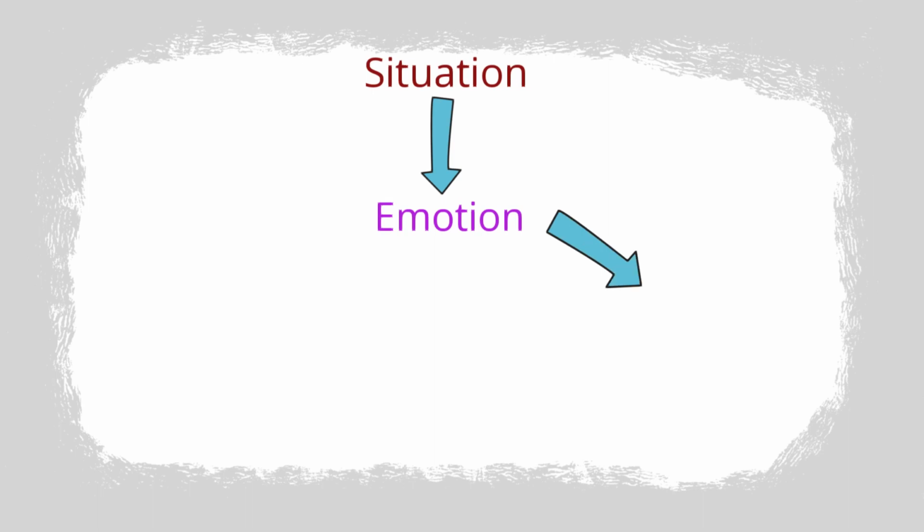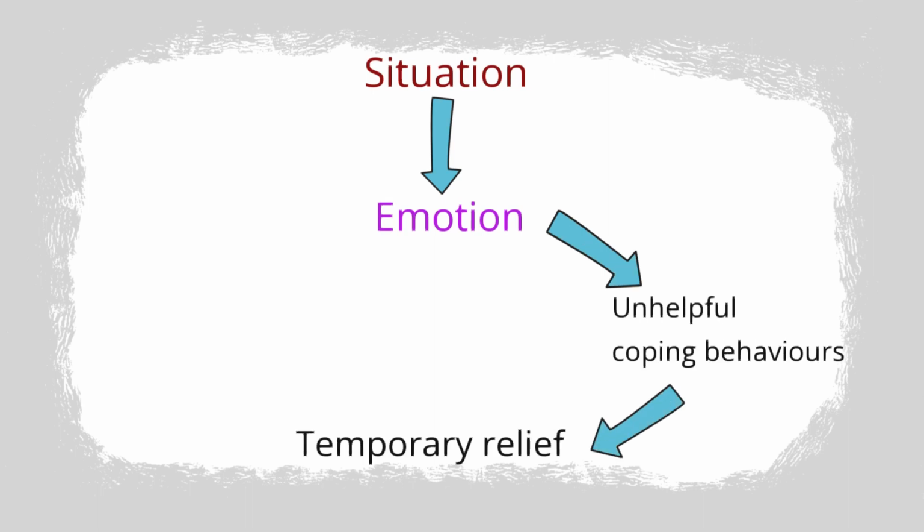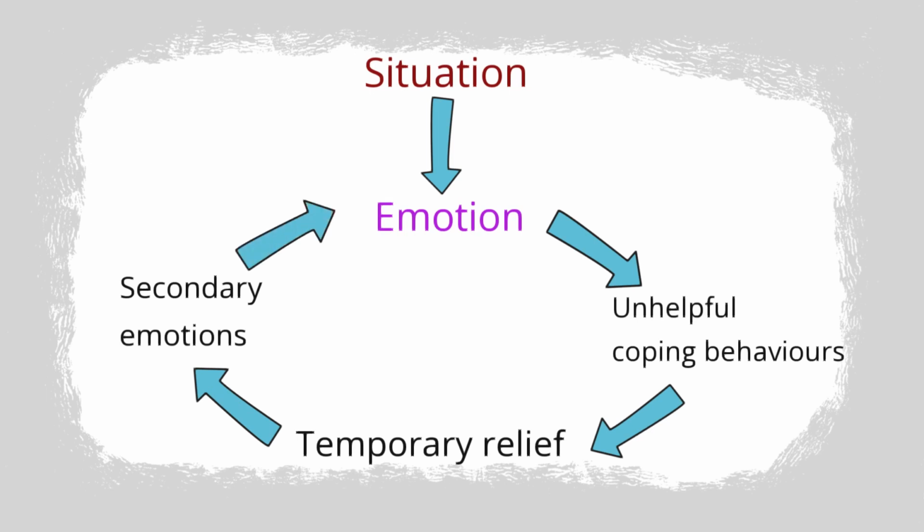Actually, so much. So you may want to rewatch this video a few more times. An emotional cycle goes like this. First, there's a situation that gives rise to an emotion. You may engage in unhelpful coping behaviors to give you some relief from these intense, unpleasant emotions. But these give rise to secondary emotions, and the emotional cycle continues unresolved.